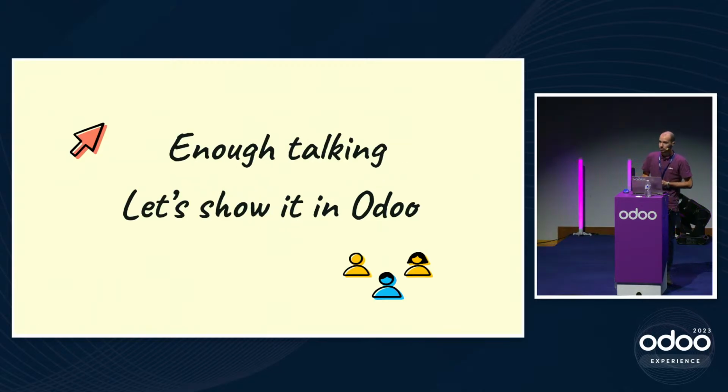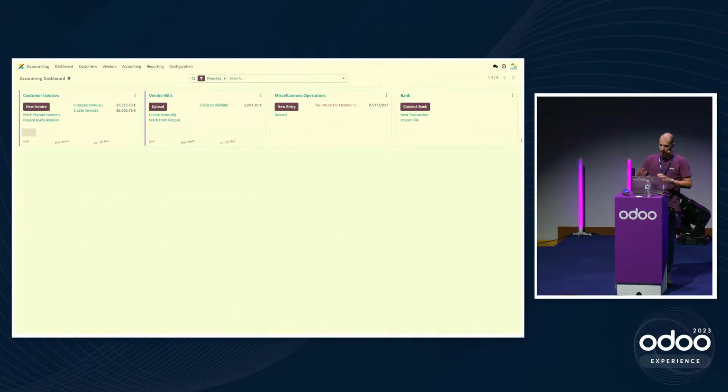So enough talking, let's see how it works in Odoo. And just to give you a bit of context, to show you, in fact, I will record the same invoices, but in different ways. So first of all, I will start with the manual record of an invoice. And this is really easy.